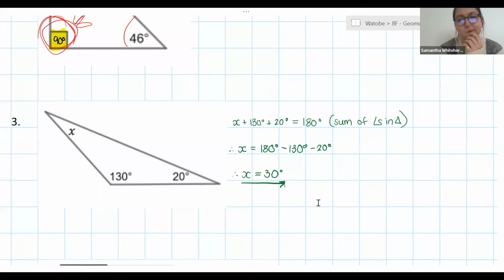Ma'am, I made a mistake. What I did, I added 180 degrees with 130, and then I subtracted 20. Okay, so just remember you have to minus the 130. But well done on picking up your mistake. That's very good. Well done.